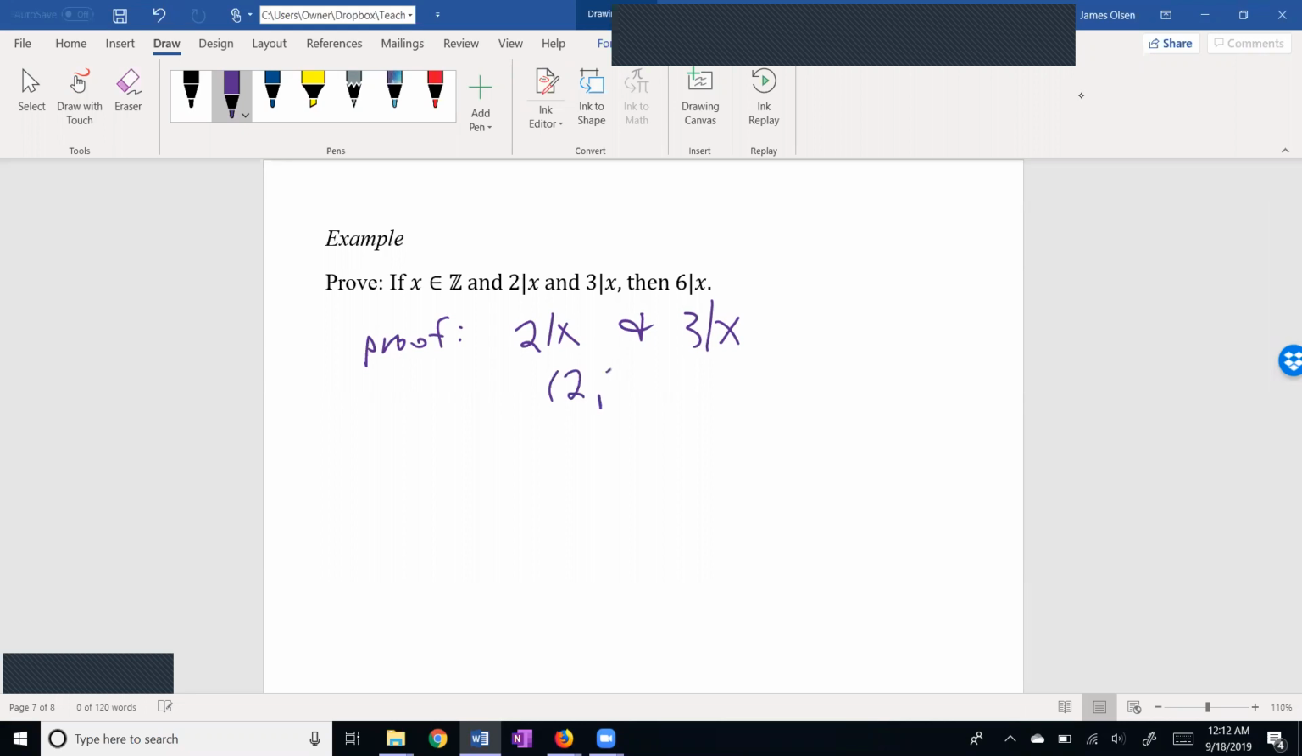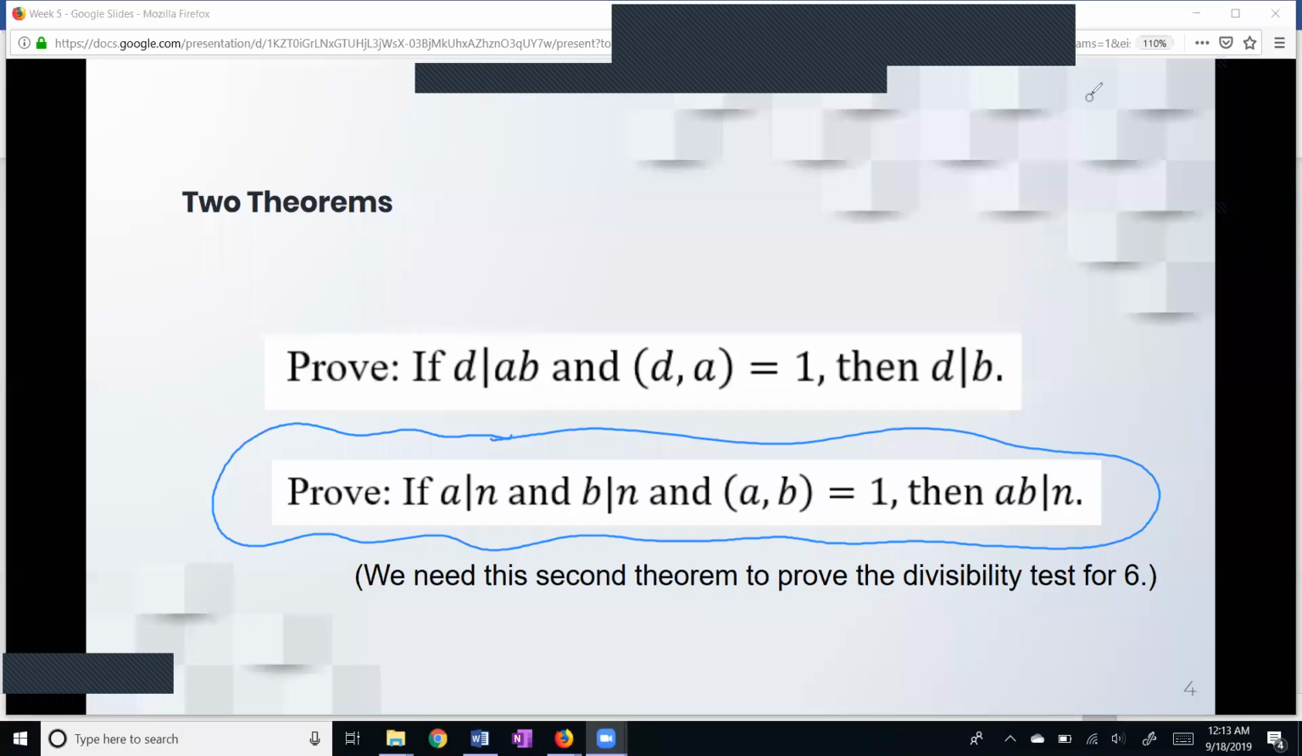We notice that 2 and 3 are relatively prime. Therefore, by a previous theorem, let's look back at what that previous theorem was. It's this one right here, that if you have 2 factors of a number that are relatively prime, then the product of the numbers divides the number.